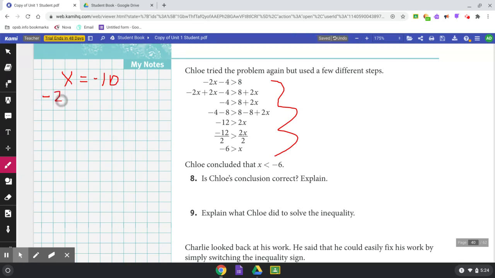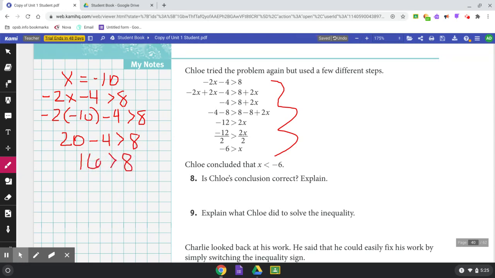Negative 2x minus 4 is greater than 8. So negative 2, x is being substituted for negative 10, minus 4 is greater than 8. Negative 2 times negative 10 is positive 20, minus 4 is greater than 8. 20 minus 4 is 16. 16 is greater than 8. Well, that's true.